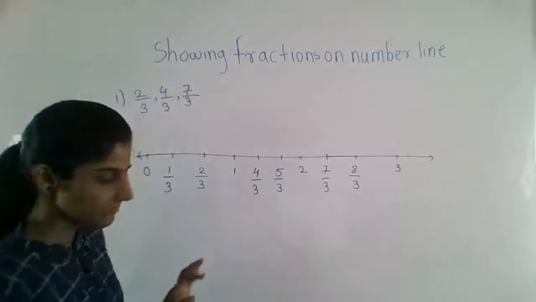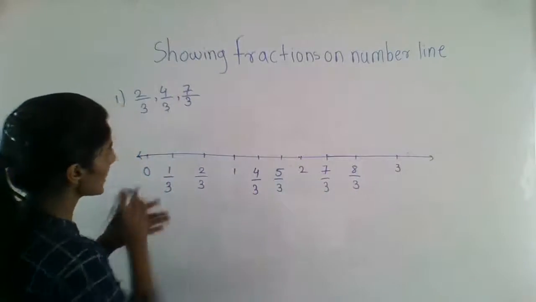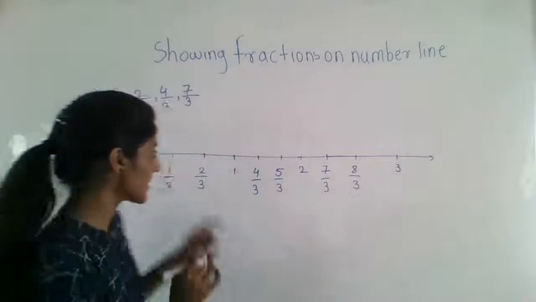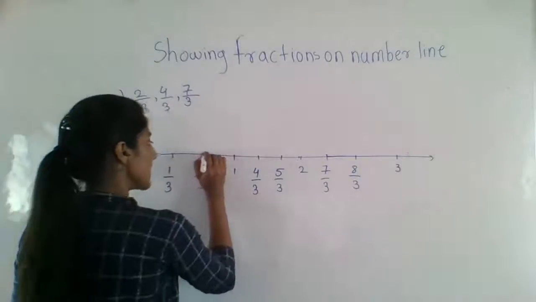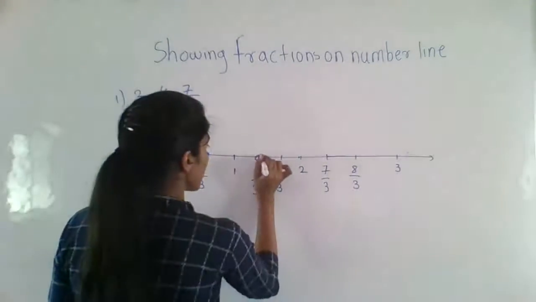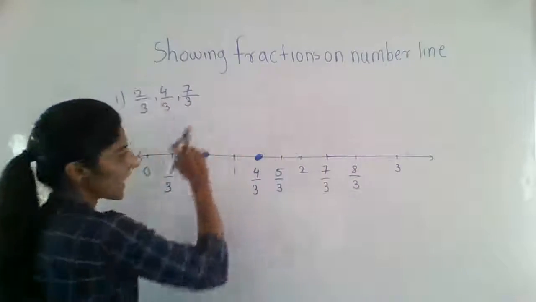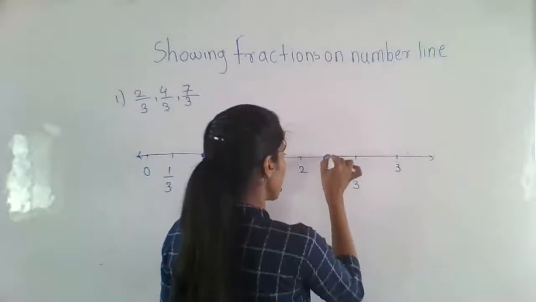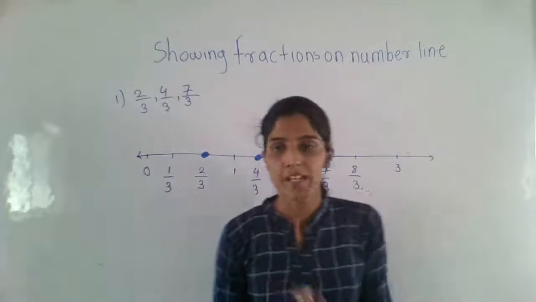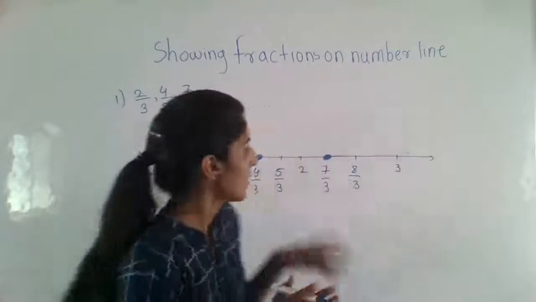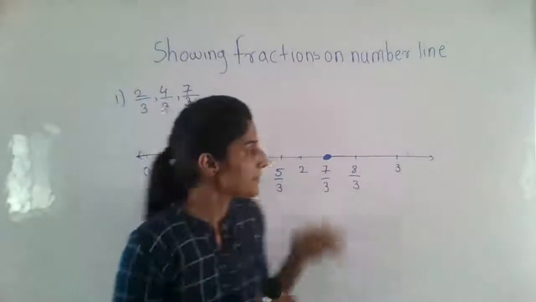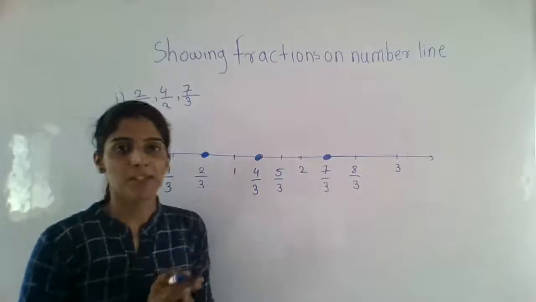Okay. Now you can see here what is the first number, that is 2 by 3. Next 4 by 3, that is our 4 by 3, and next 7 by 3 is here, that is our 7 by 3. Understand how to represent the numbers on the number line when 2, 3 or 4 numbers are given and we represent these numbers on the same number line.